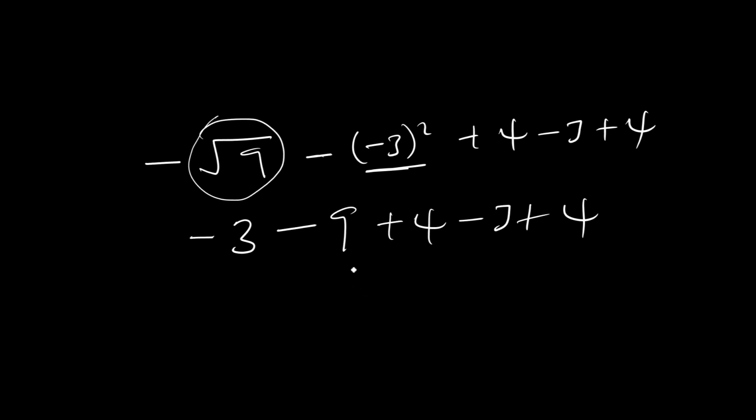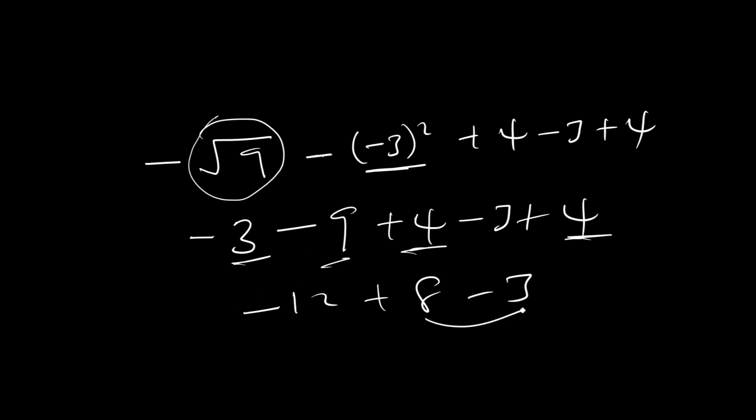So let's look at them one by one. So we have 4 and 4, so 8. Minus 3 minus 9 gives minus 12, plus 8 minus 3. So this side will give me 5. So minus 12 plus 5. That would be minus 7.